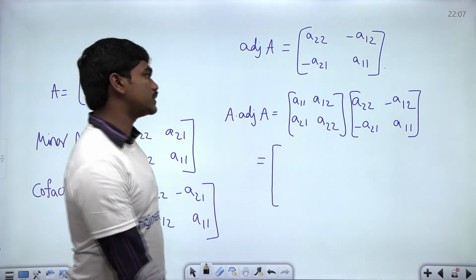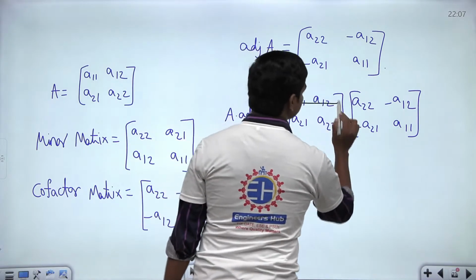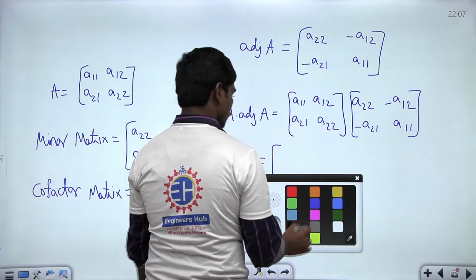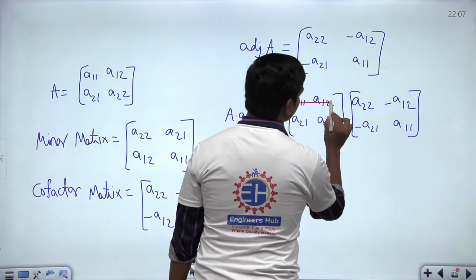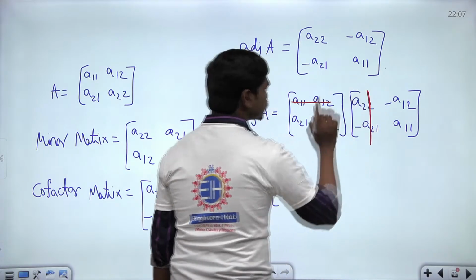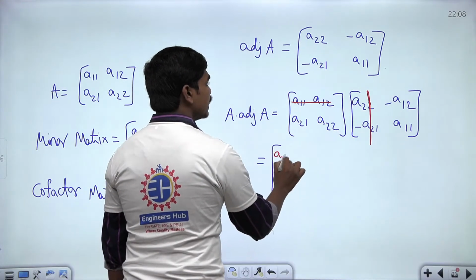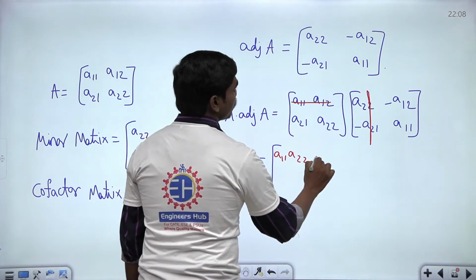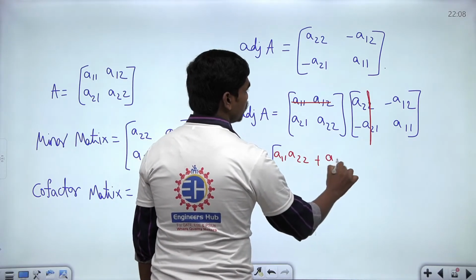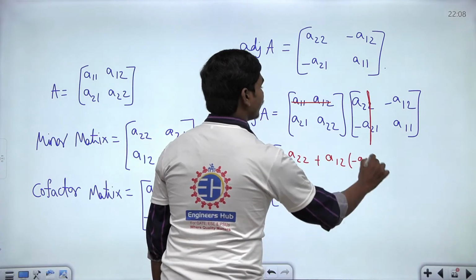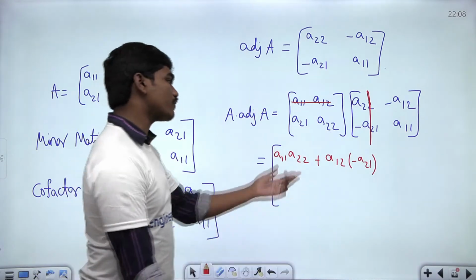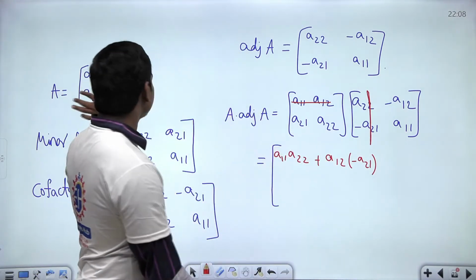But normally if you want to see, when you multiply elements of a row with their corresponding cofactors, let us multiply. You will be getting A11 A22 plus A12 into minus A21. This is what you have as the first row first column element, and of course this is nothing but the determinant of this matrix, correct?